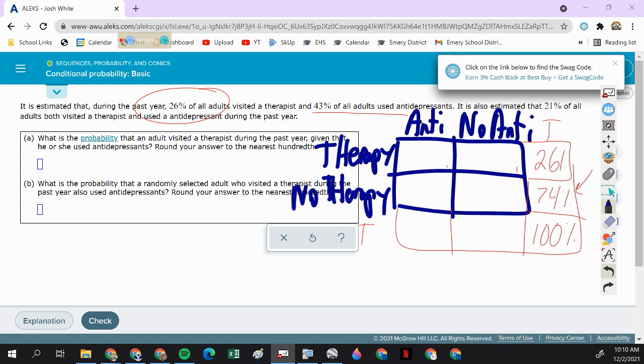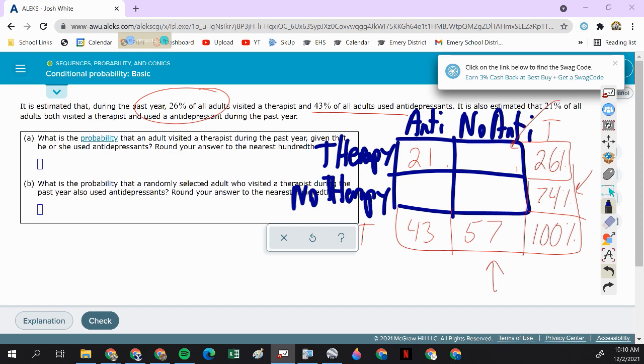43% of all adults used antidepressants. So this is 43, which means this one would be 57. Okay. It is also estimated that 21% of all adults went to a therapist and used antidepressants. So where does 21 go? Top left, right here, 21. Okay. Can I fill in the rest of the boxes?